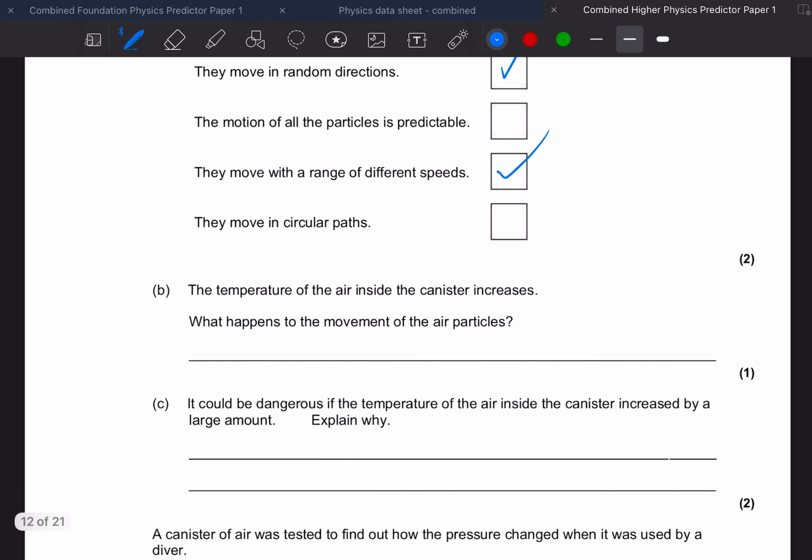The temperature of the air inside the canister increases. What happens to the movement of the air particles? Well, we should know that when temperature increases, the kinetic energy of the particles increase. The kinetic energy is their speed. So they move faster. All right, and it's more kinetic energy.